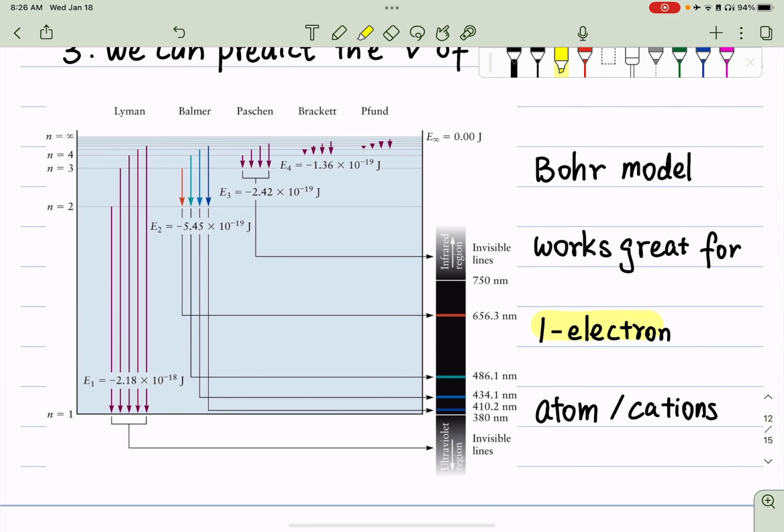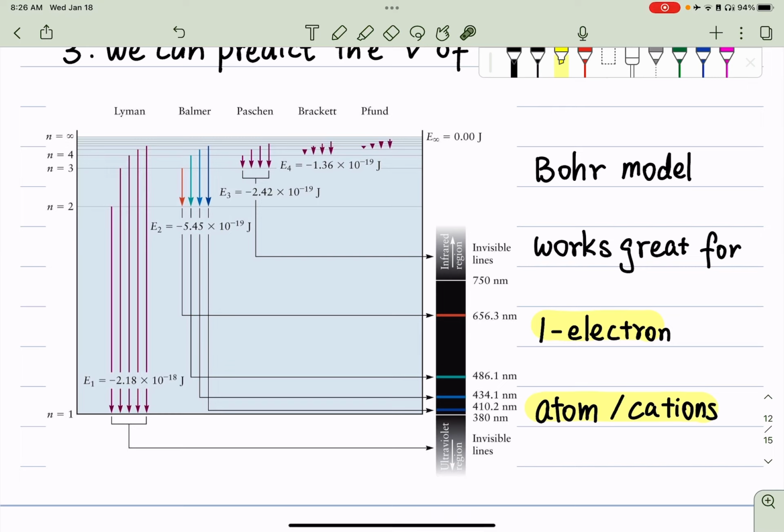Just a quick note, the Bohr model works great for one-electron atoms, like the hydrogen atom, or any one-electron cations. So we're looking at the atomic spectrum, using the emission spectrum, for example. Depending on where your energy level ends, we have different names for the series. Say if the electron ends up in the ground state, that's our Lyman series.